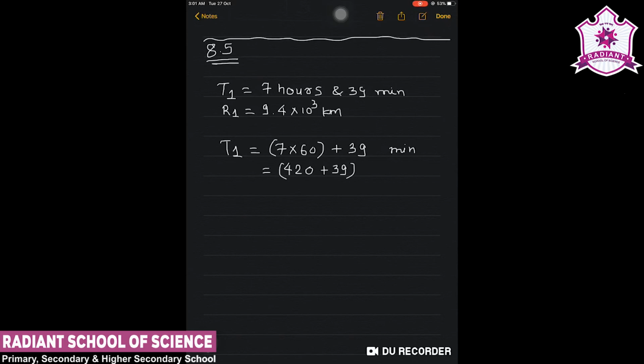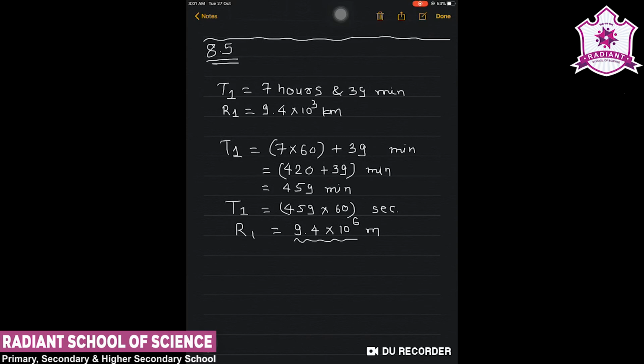So the total is 459 minutes. Now if we want to convert it into seconds, we can say that this is 459 into 60 seconds. So we have converted the periodic time into seconds. Now R1, that is the distance given in kilometers, can be converted into meters, that is 9.4 into 10 raised to 6 meters, because 1 kilometer is 10 to the power 3 meters. So that is also given.